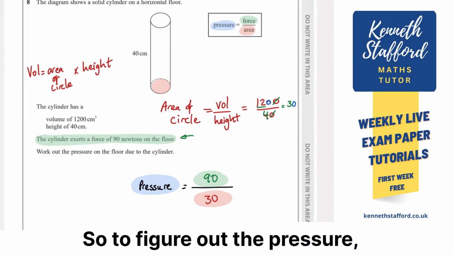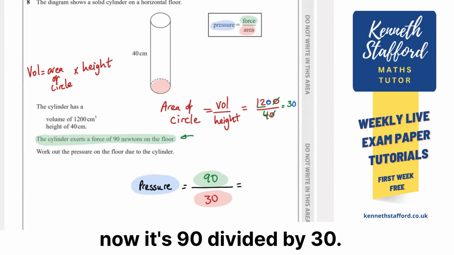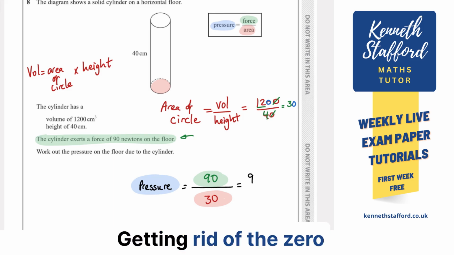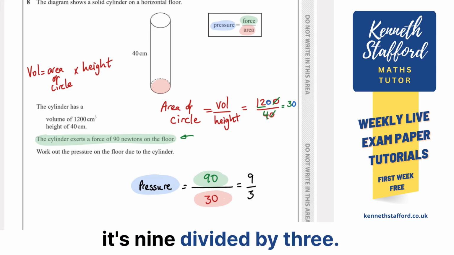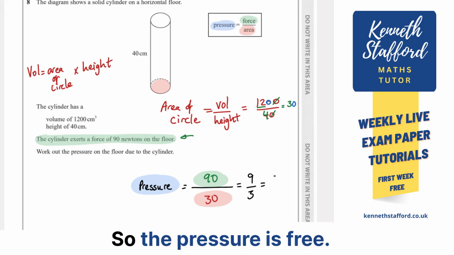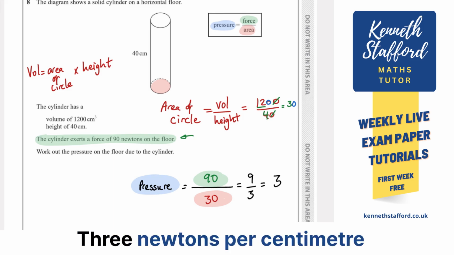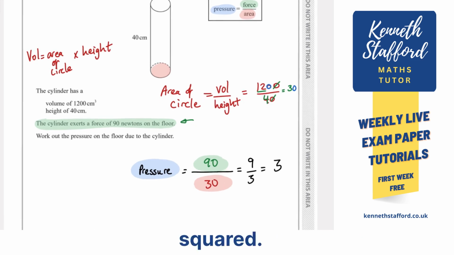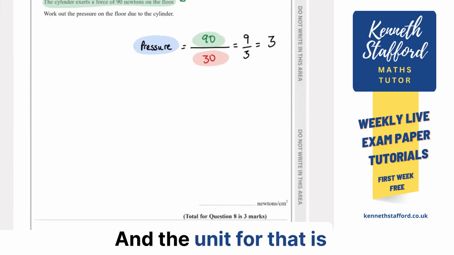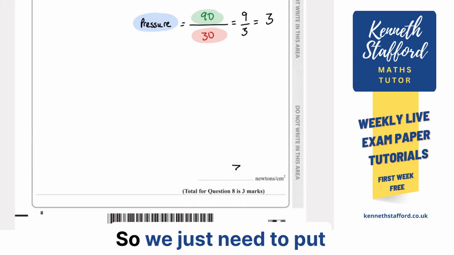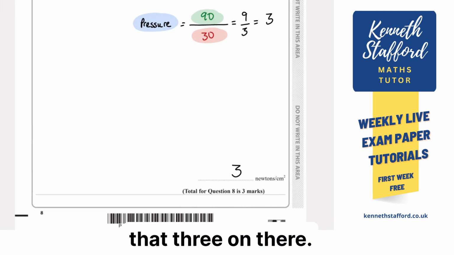So to figure out the pressure now, it's 90 divided by 30. Getting rid of the 0 on the end of both, it's 9 divided by 3. So the pressure is 3 newtons per centimetre squared. And the unit for that is already down here, so we just need to put that 3 on there.